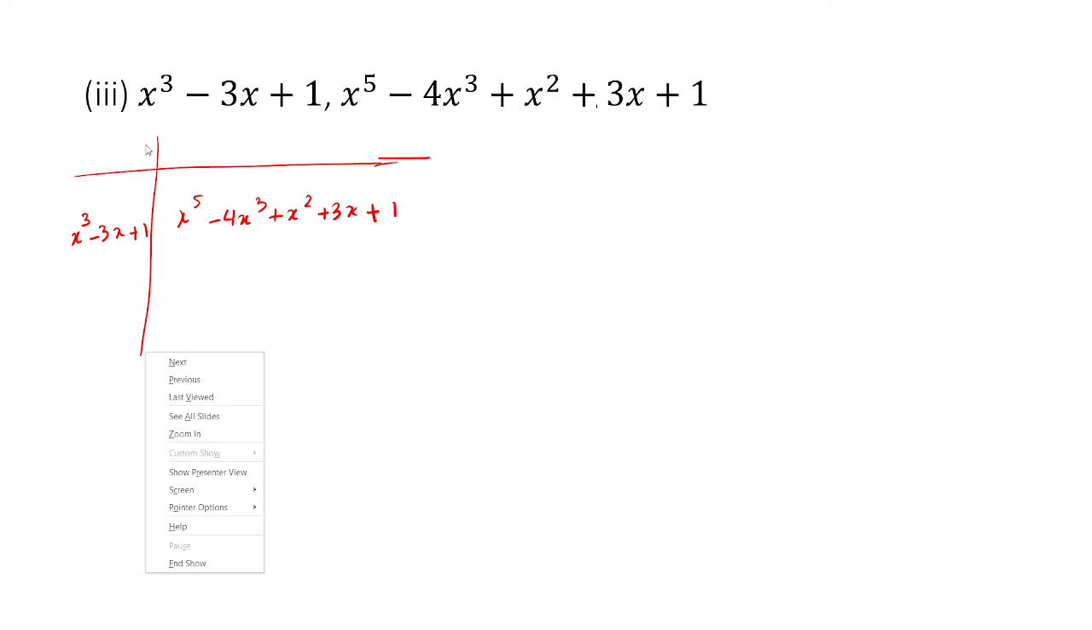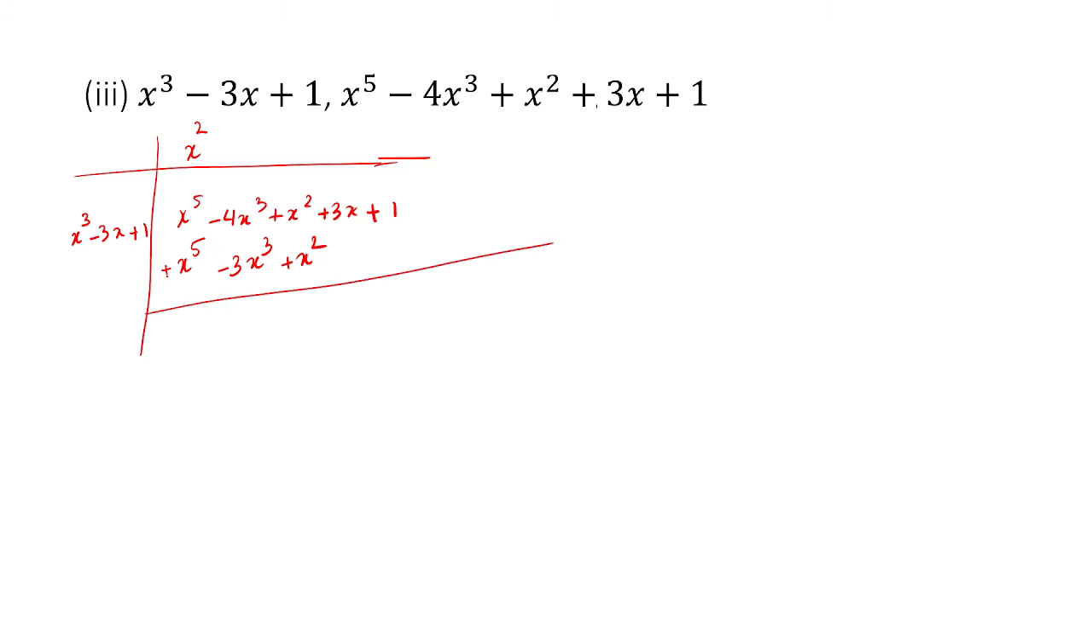Now, first thing is, what should you multiply x cubed with in order to get x to the power 5? So you should multiply it with x squared, right? So x cubed into x squared becomes x to the power 5. Minus 3x into x squared becomes minus 3x cubed. 1 into x squared becomes x squared. There's a plus here, so minus, plus, minus. So this cancels out. Minus 4x cubed plus 3x cubed becomes minus x cubed. This will cancel out because plus x squared minus x squared. So plus 3x plus 1.